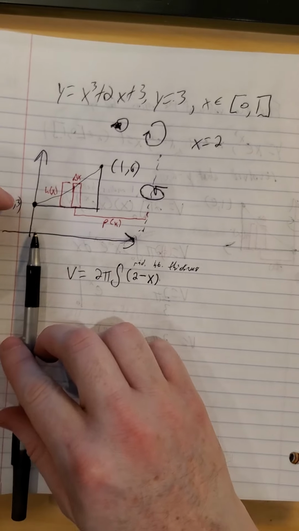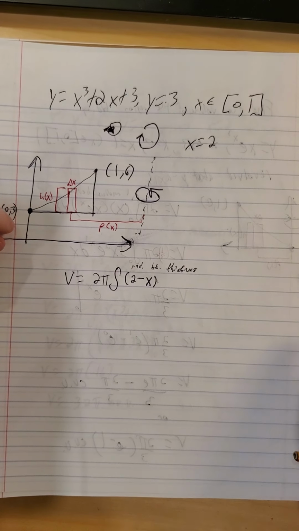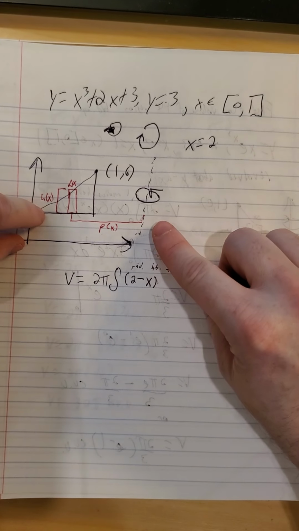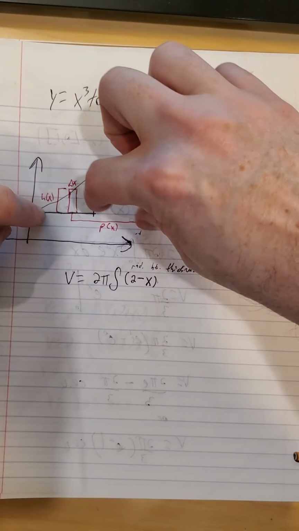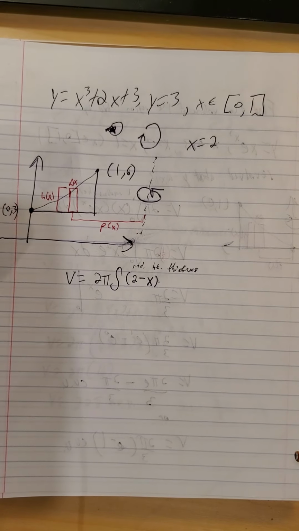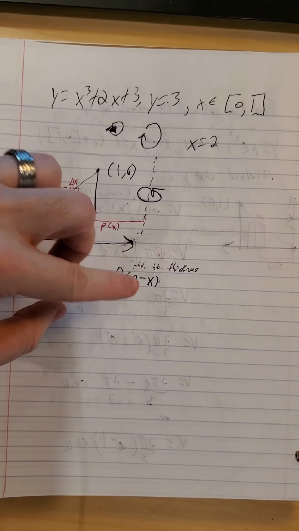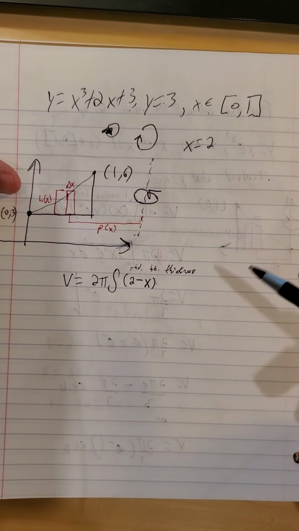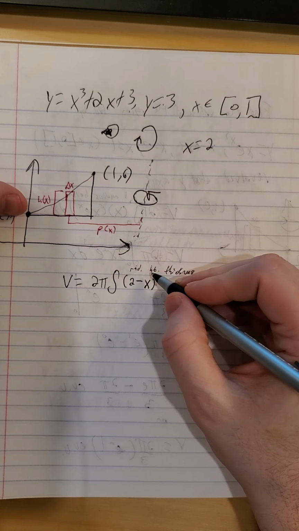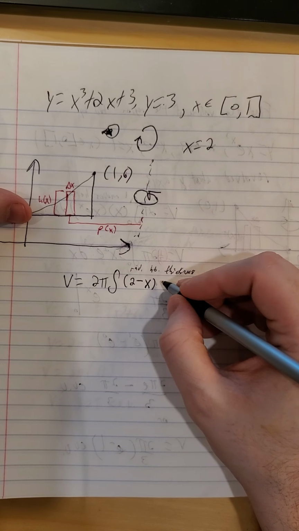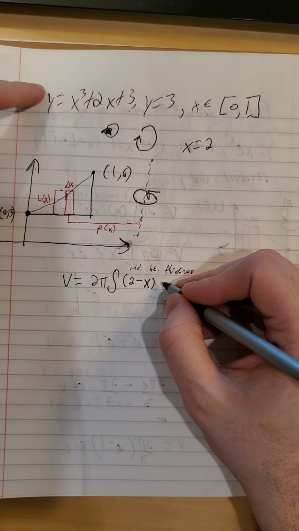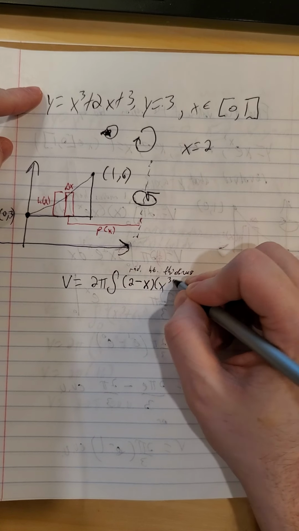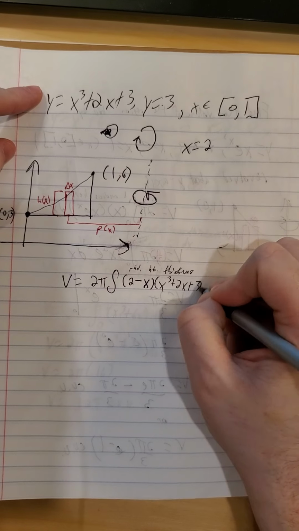Let's do one more mini example. If x was at 1/4, then from 1/4 to 2 is 1 3/4, that is 2 minus the 1/4. So 2 minus x is our radius, p of x. The height of this comes from our x cubed plus 2x plus 3.